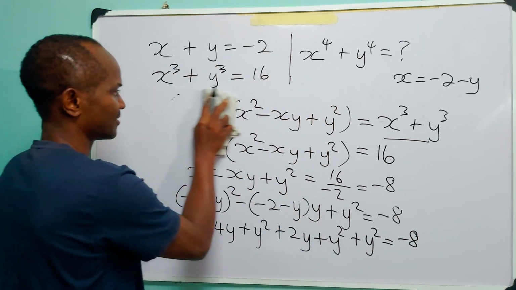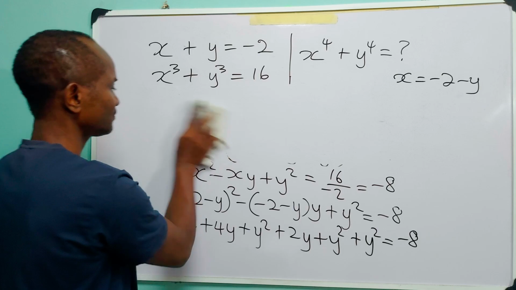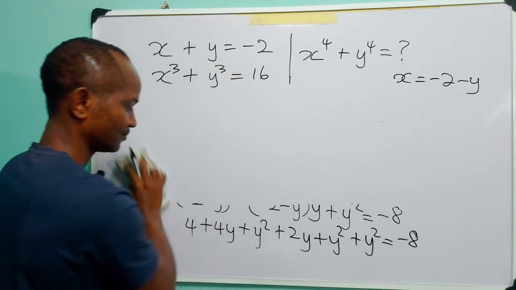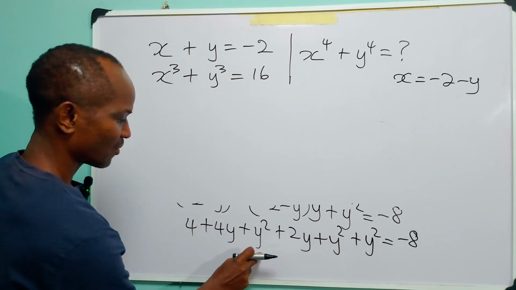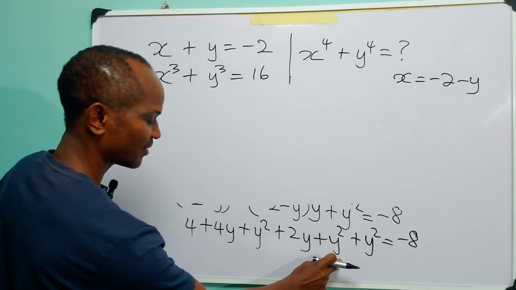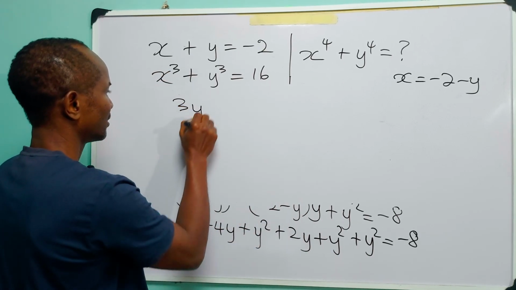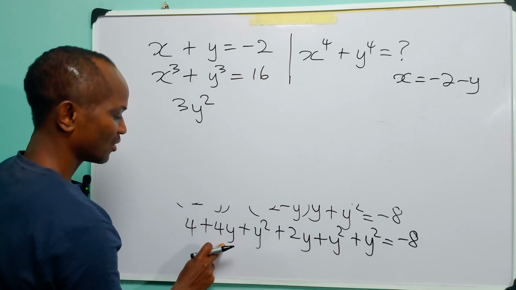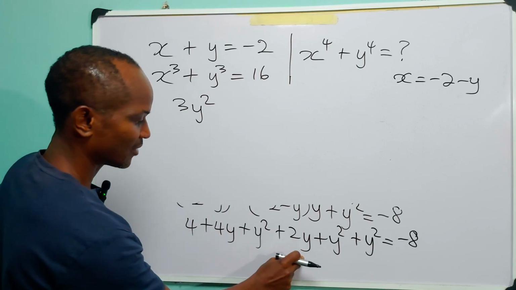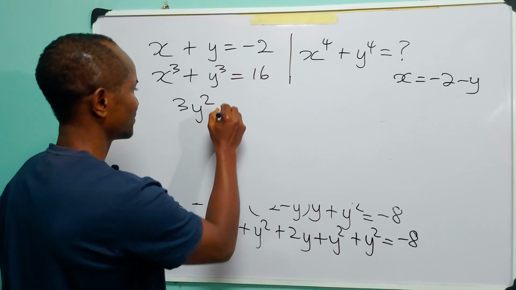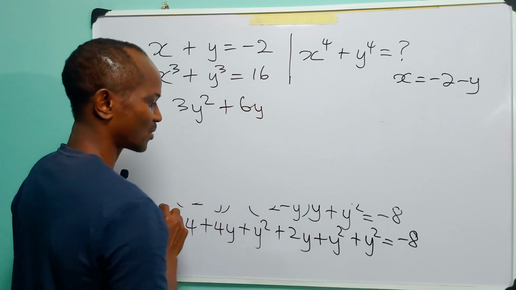Now we collect like terms. We have y squared, we have 2y squared, and we have 3y squared. So we have 3y squared. We have 4y, and we have 6y. So we have plus 6y.